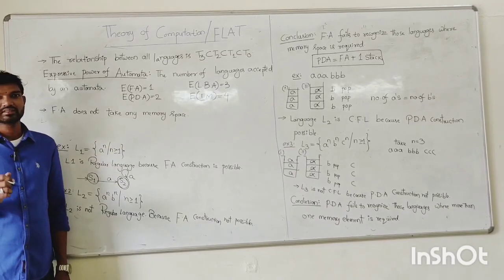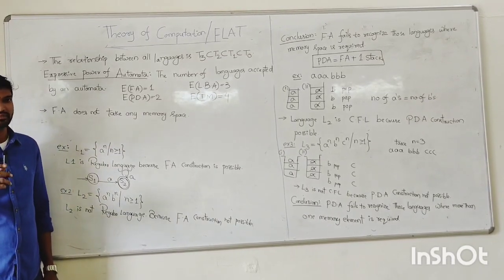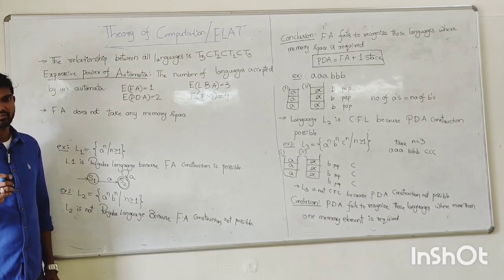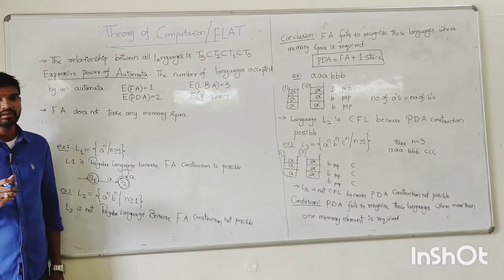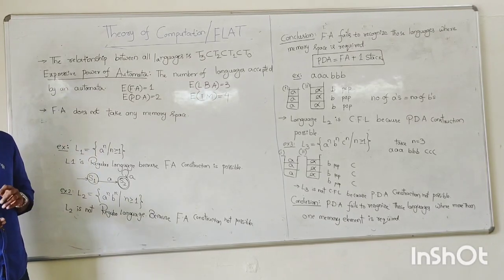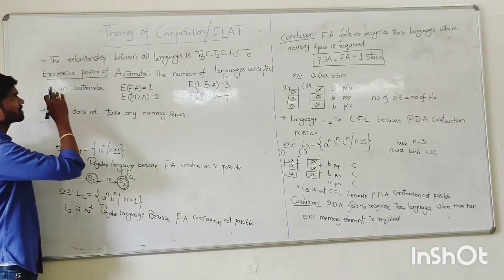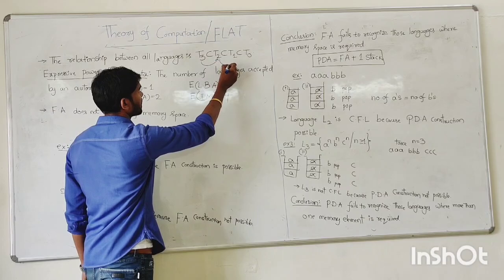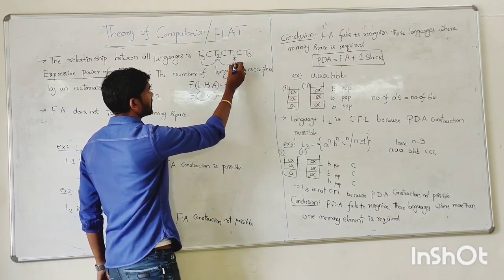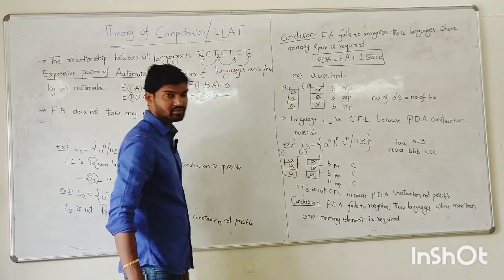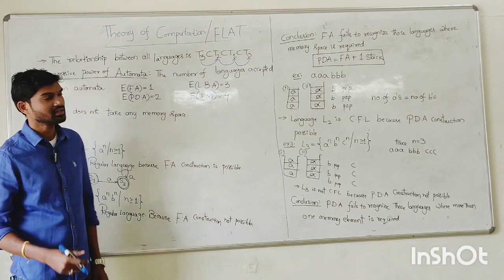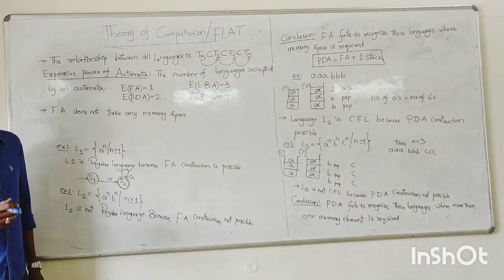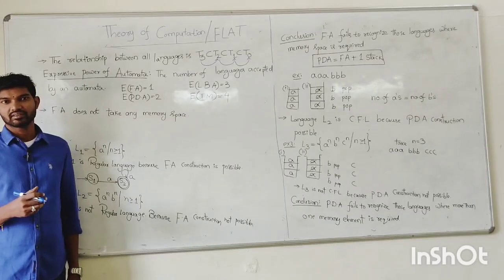How many formal languages did I tell? I told that 4 types of formal languages are there: type 3, type 2, type 1, and type 0. And the relation between them is like this. Type 3 language is a subset of type 2, type 2 language is a subset of type 1, and type 1 language is a subset of type 0. I already told that type 3 language is also called regular language, which is accepted by finite automata.